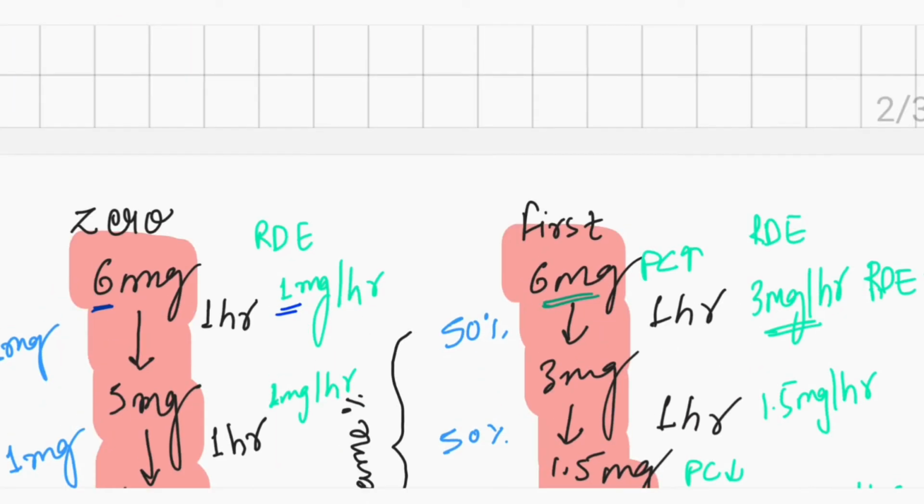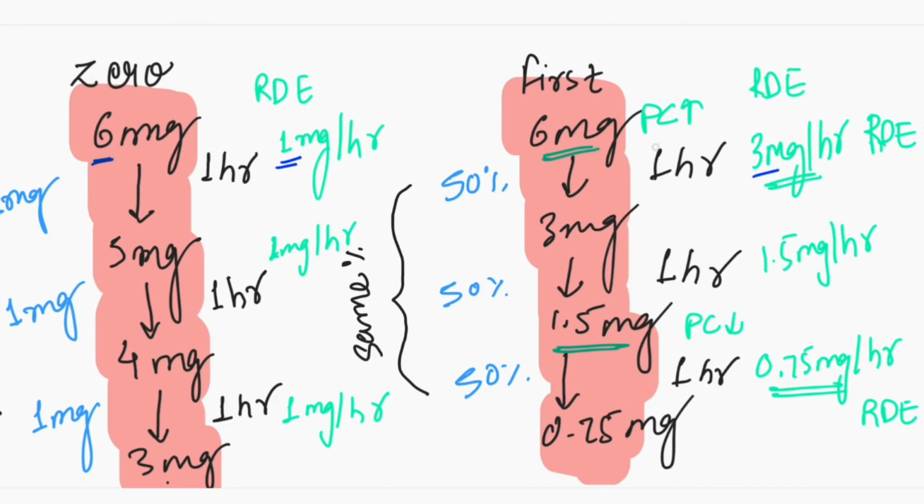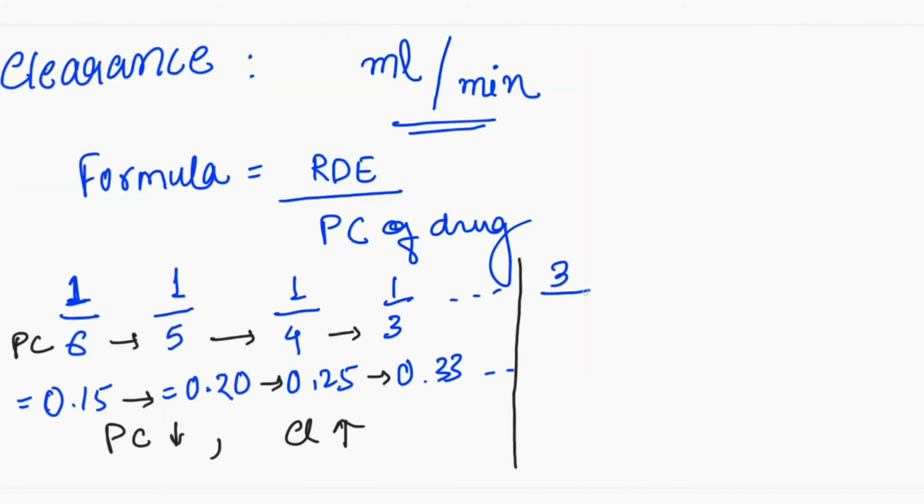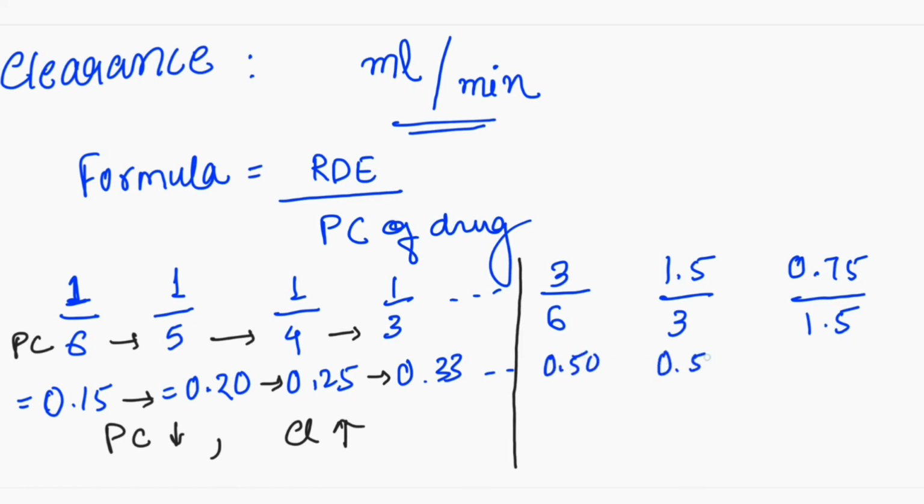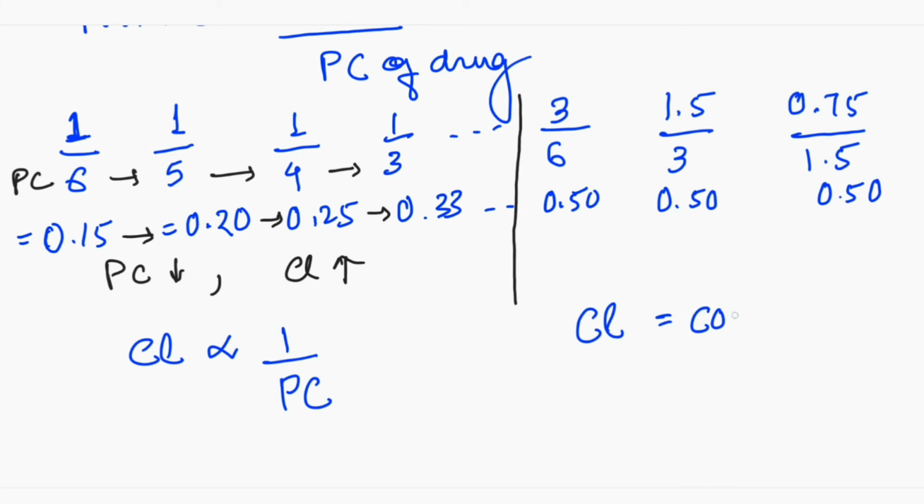Looking at the first-order kinetics, rate of drug elimination in the first step is 3 milligrams and plasma concentration is 6. So the clearance becomes 3 by 6, and the next one it is 1.5 by 3, and the next one it becomes 0.75 by 1.5. In all these cases, the clearance comes out to be 50%. Therefore, we can say that clearance in case of first-order kinetics does not depend upon the plasma concentration of a drug.